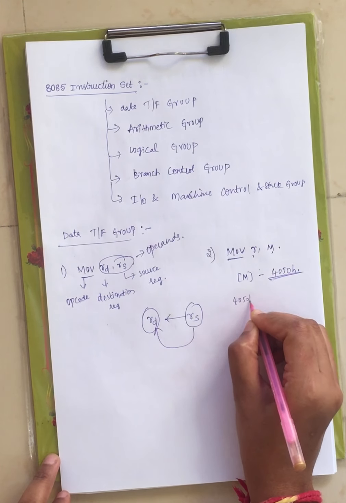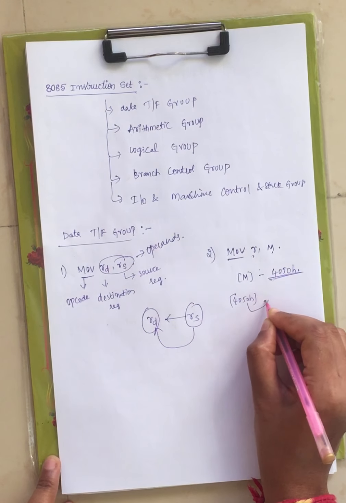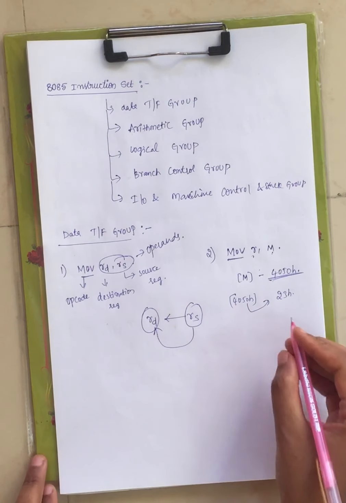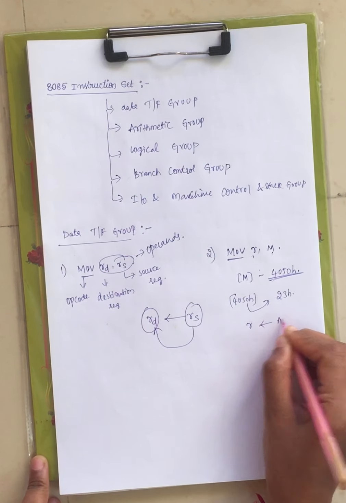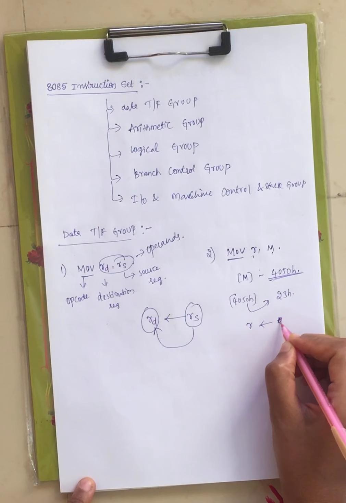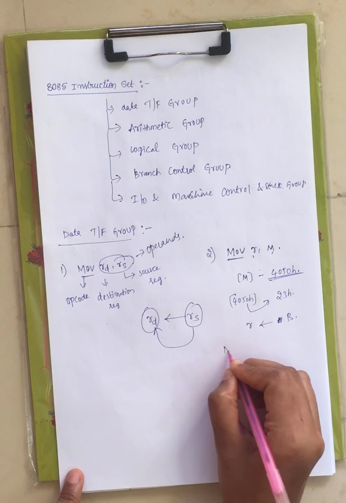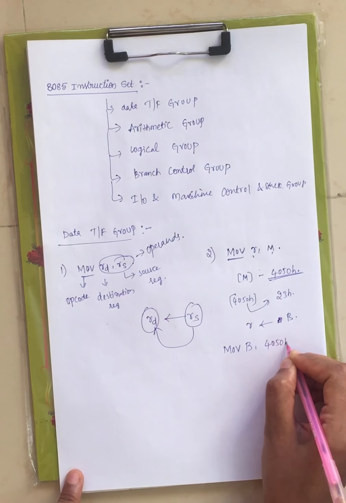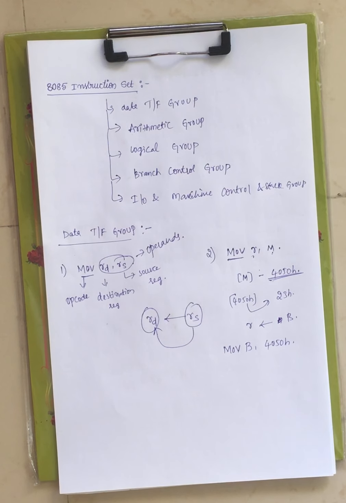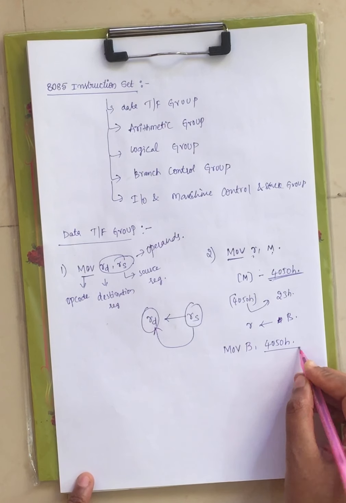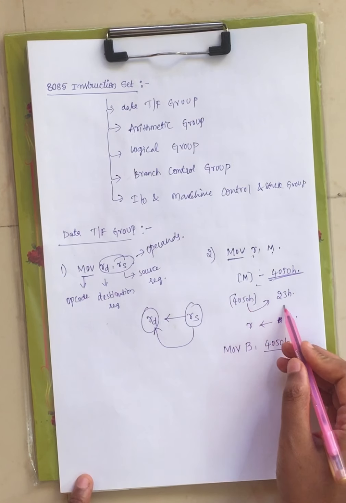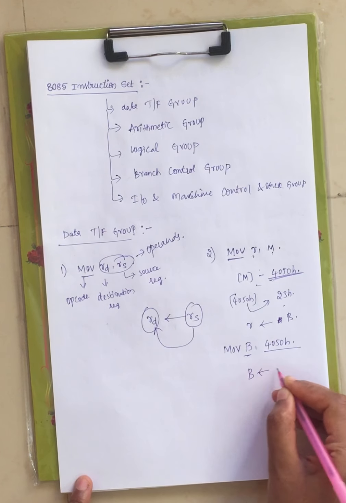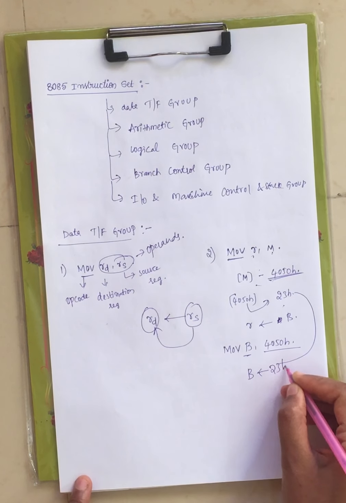Now let us assume 4050H is your memory location, and in this memory location we have stored data 23H. And the register, let us assume A register, or you can assume B register. Now I have the instruction MOV B comma 4050H. What is this 4050H? Memory location. The memory location is storing data 23H. The register is B, and to B we are storing this data 23H.